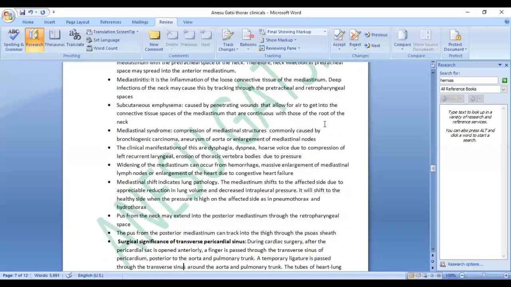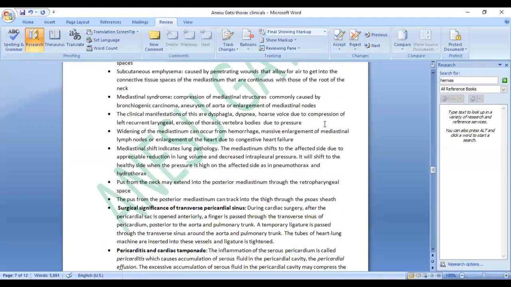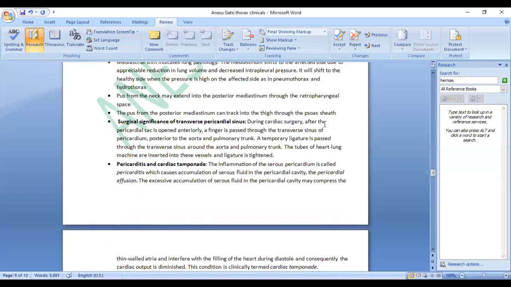Then infections from the neck may also extend into the posterior mediastinum through the retropharyngeal space. Then these can also move from the posterior mediastinum through the psoas sheath into the thigh region. Remember that the psoas muscle is that muscle that actually arises from the intervertebral discs and bodies of T12, L1, L2, L3, L4, and it actually joins the tendon of the iliacus muscle that arises from the iliac fossa of the hip bones, and together they form what is known as an iliopsoas tendon that will go and insert onto your lesser trochanter of the femur.